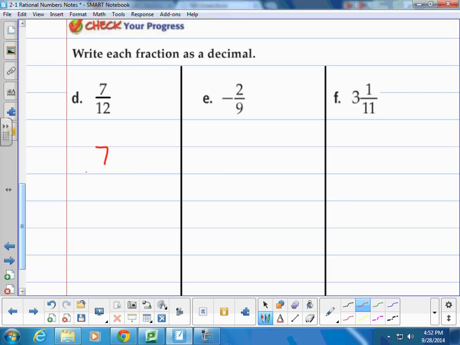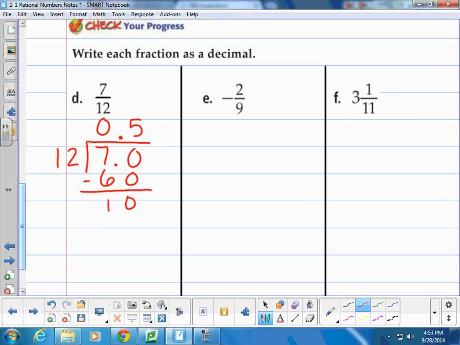So I can do 7. I'm looking for how many times 12 goes in. Put my decimal in. 12 does not go into 7, but it does go into 70. I'm going to give you a chance to figure that out. How many times does 12 go into 70? Well, I know that 12 goes into 60 5 times. I know it can't go in there again. So I'm going to put a 5 and subtract 60. And there's 10 left over.